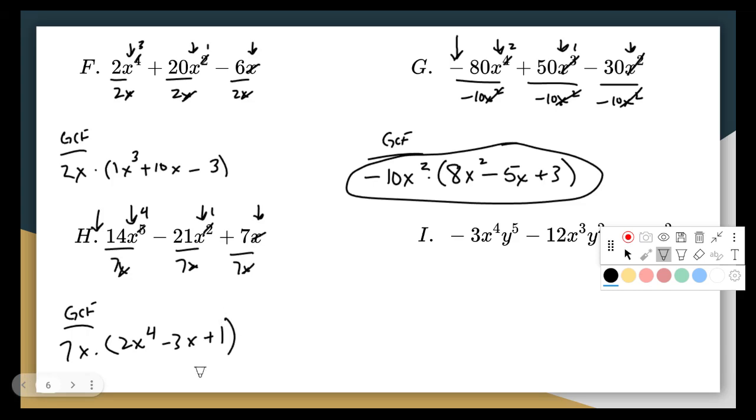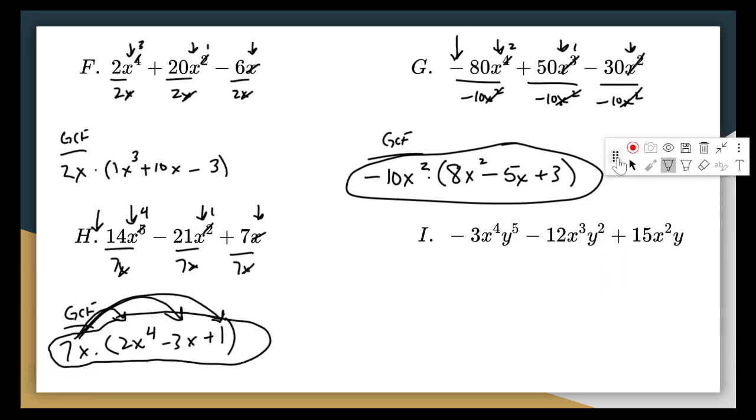There's none left, but I still need the 1 there. Now I have to have that 1 there. I can't take the 1 away, because if I don't have the 1, if I ever needed to distribute the 7x, I wouldn't know to distribute it 3 times to get back to where I started. Okay, so this 1 has to be there.